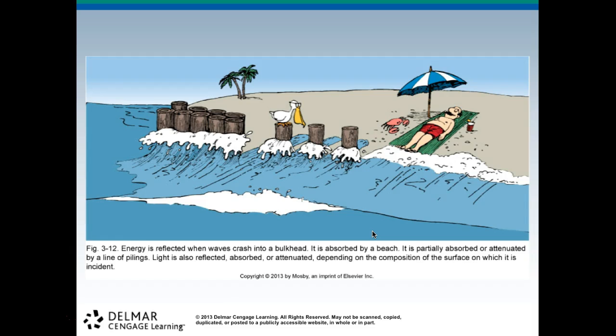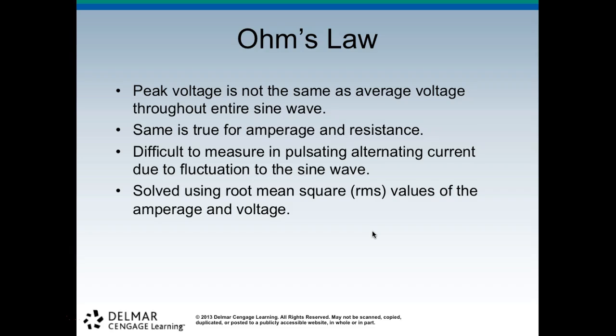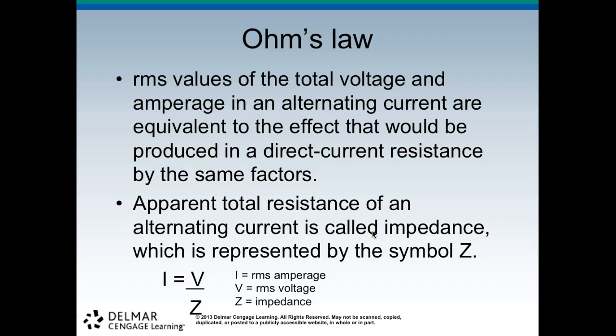So, Ohm's law. Peak voltage is not the same as average voltage throughout the entire sine wave. The same is true for amperage and resistance. It's difficult to measure in pulsating alternating current due to fluctuations in the sine wave. So we solve using root mean square, RMS values of the amperage and voltage. RMS values of the total voltage and amperage in the alternating current are equivalent to the effect that would be produced in direct current resistance by the same factors.